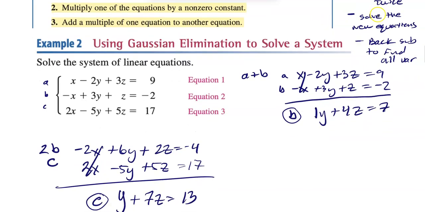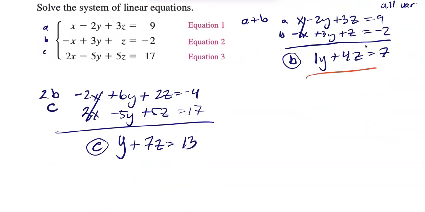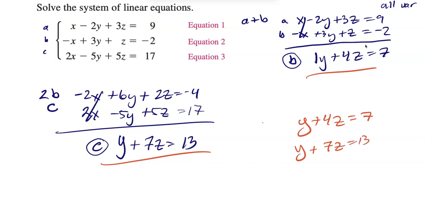Then next, we're going to solve the new equations. So we have these new ones here, right? We're going to solve those. So I have y plus 4z equals 7 and y plus 7z equals 13. That's my B and C. So what we do is we want to do the same thing here. We're going to eliminate a variable, and then we're just going to write that as one of our new equations. So here we're going to get rid of the y's again.